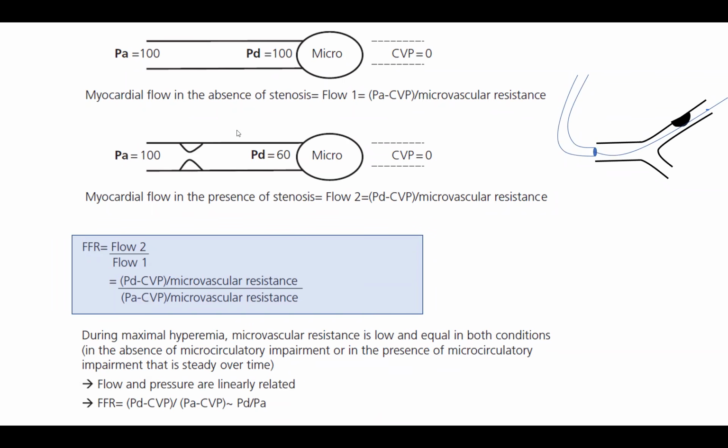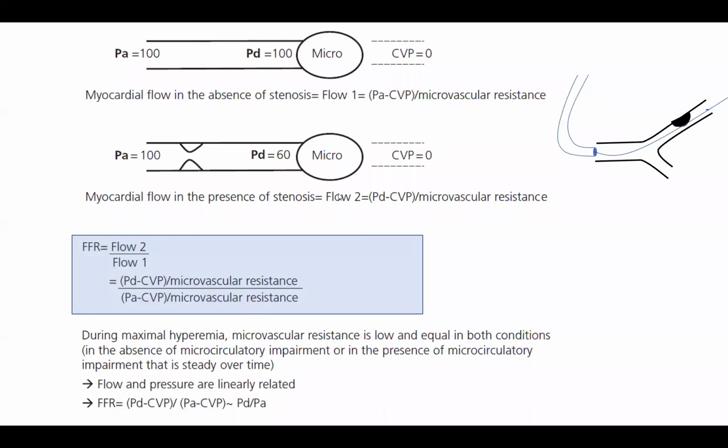So in a simplistic way, let's imagine this is a stenosis here, and this is pressure in the aorta. This is a pressure distal to the stenosis. And this is the microvascular coronary circulation. In a simplistic way, FFR compares pressure distal to a stenosis to pressure in the aorta under maximal hyperemia using a coronary wire that has a pressure sensor.